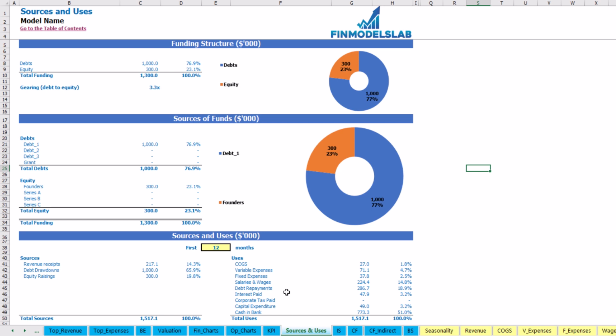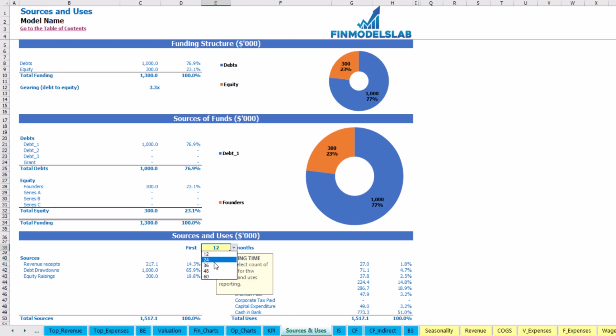And finally, below we may see the report, which is a very detailed view of sources of cash, which is revenue receipts, debts, and equity, and uses broken down by COGS, variable expenses, fixed expenses, salaries, debt repayments, interest repayments, corporate tax paid, capital expenditure, and finally the cash in bank.